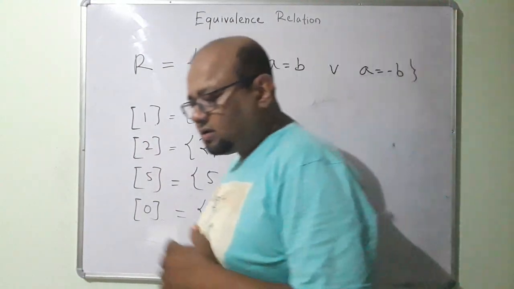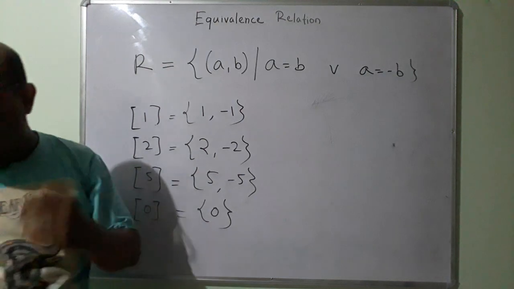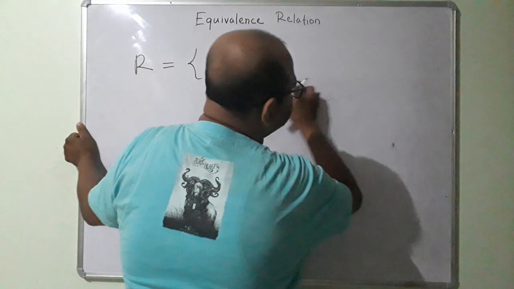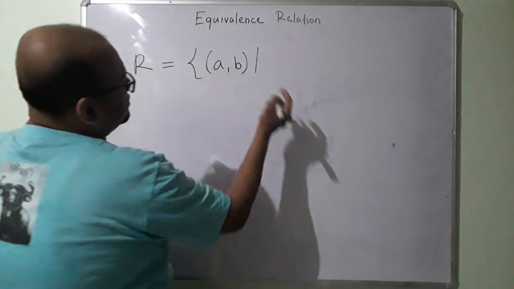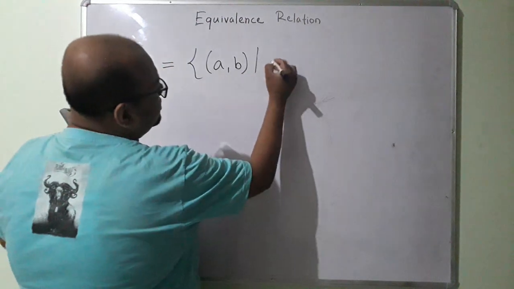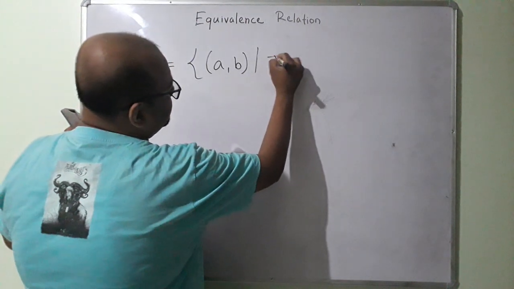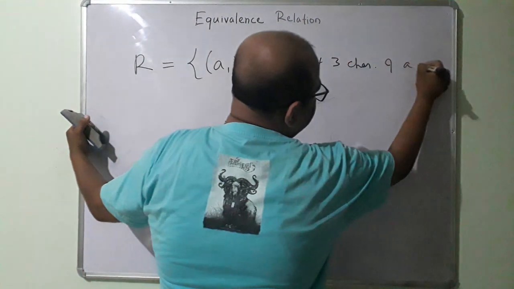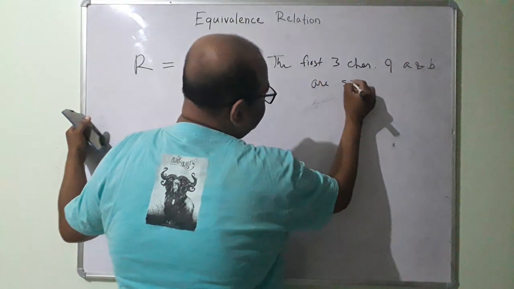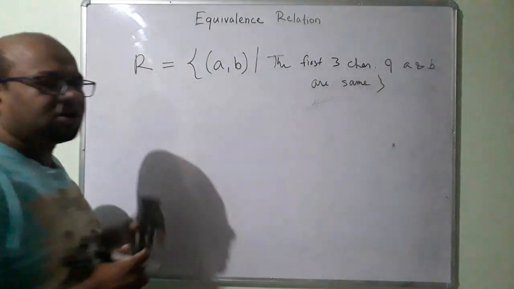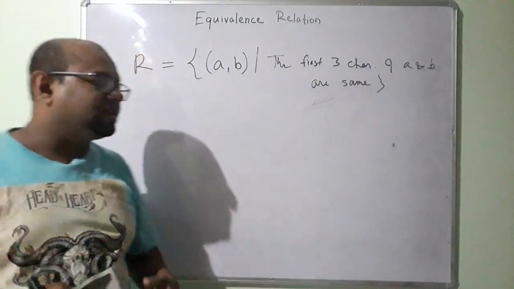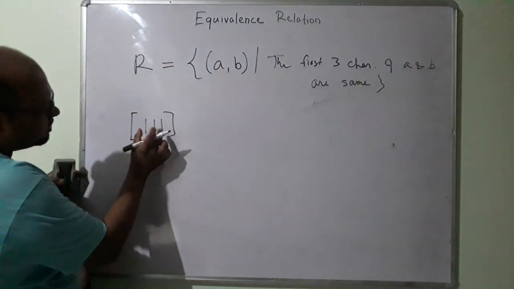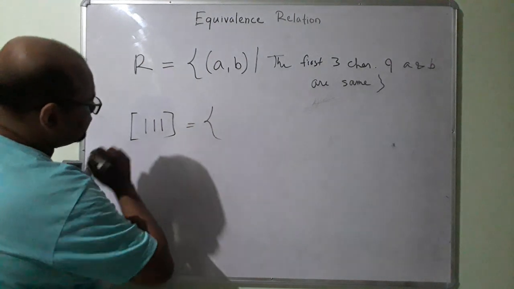Alright. Let us look at one more example. Let us look at this example. A R B, where A and B are bit strings with the first 3 characters of A and B the same. So A and B are bit strings of length equal to or greater than 3. Alright. So let us try to find out what will be in the equivalence class of 1 1 1.